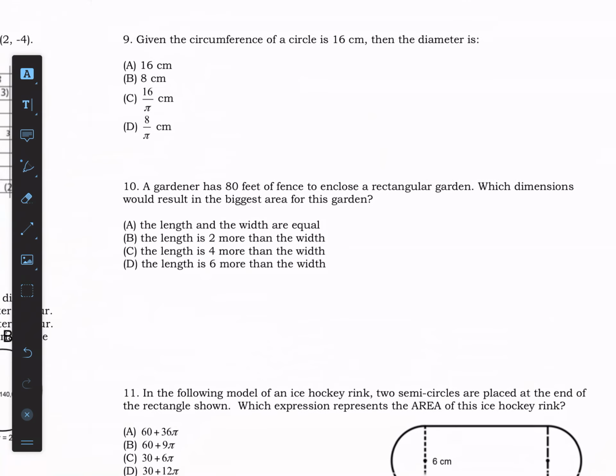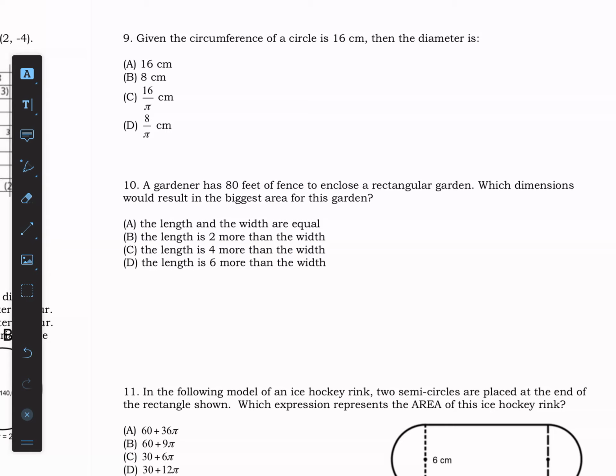So, given the circumference of a circle is 16 centimeters, then the diameter is, okay, so we know that the formula for circumference is equal to pi times diameter. Now in this question, they've given us the circumference, so they're telling us, okay, the circumference is 16. Now you tell me the diameter.